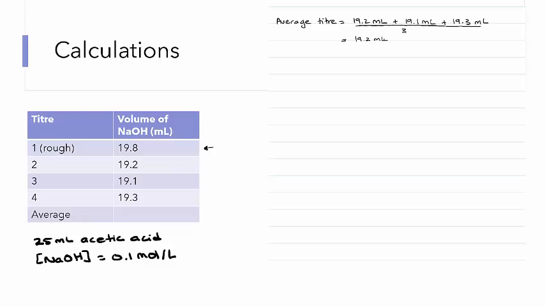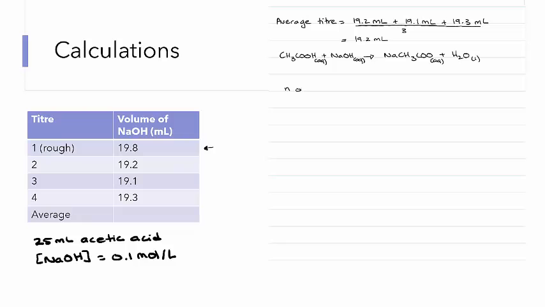So the average amount of base, sodium hydroxide, that was needed to completely neutralize 25 milliliters of acetic acid was 19.2 milliliters. And I will write an equation to show the reaction between acetic acid and sodium hydroxide. Acetic acid has this formula.